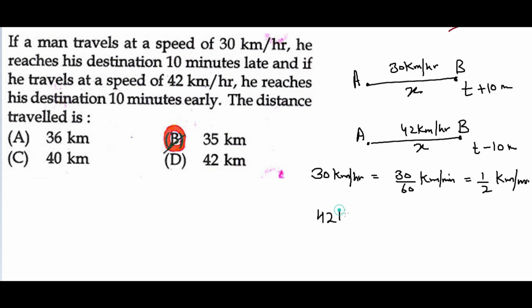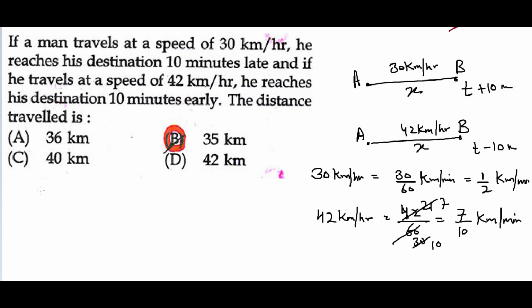Now 42 kilometers per hour is equal to 42 by 60 kilometers per minute, which we simplify like 30, 21, then 7, and then 10. So 7 by 10 kilometers per minute is the speed, and he is traveling faster.